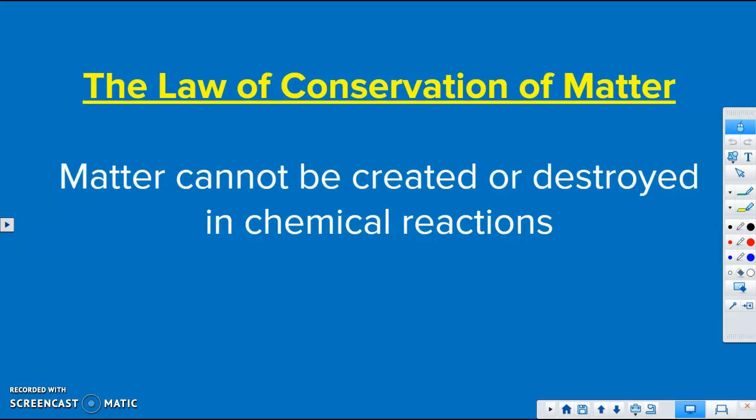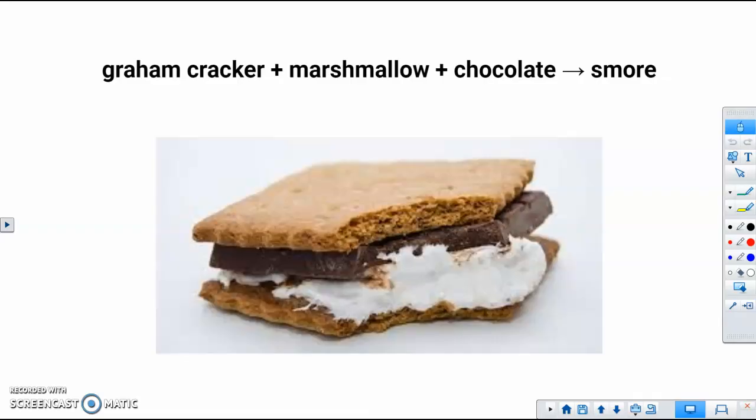Now, if we think of a chemical equation kind of like a recipe, take, for instance, making a s'more. Here's the recipe for a s'more. You start out with your ingredients. You have your graham cracker, you have your marshmallow, you've got your chocolate bar. You put them together and you make a s'more. So that's very similar to a chemical equation. We start out with certain things and we end up with something different.